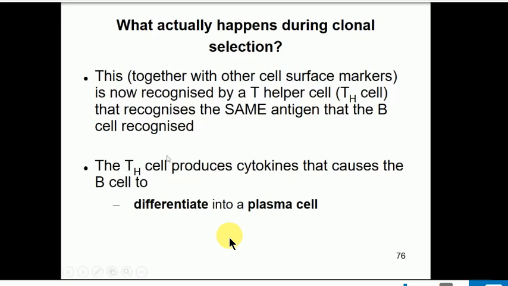When that recognition takes place, the T helper cell now produces cytokines that stimulate the B cell, the one that presented the antigen to the T cell, to differentiate and make lots and lots of copies of itself into a plasma cell that's going to secrete antibodies. The recognition by that antibody will be the same as the recognition by the original B cell receptor complex and by the T cell receptor complex.